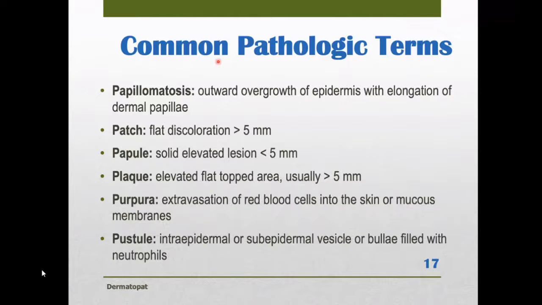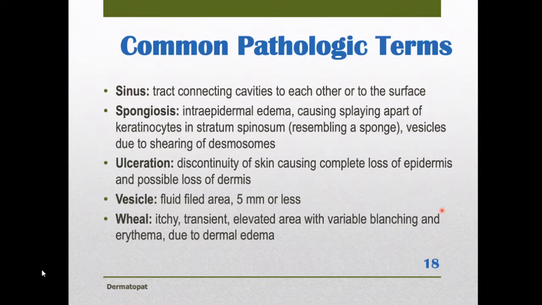So purpura, there is extravasation of red blood cells into the skin. I think this we saw when we saw hemodynamic changes. So pustule, it is an intradermal or subepidermal vesicle, but which is filled with pus. So sinus is a tract connecting cavities to each other or to the surface. So when we say someone has a fistula, what is it? A fistula means there is a sinus.